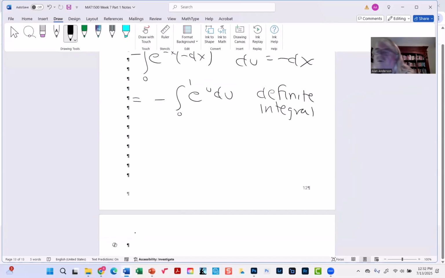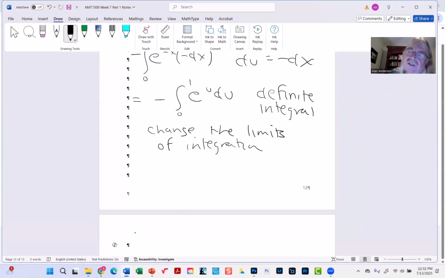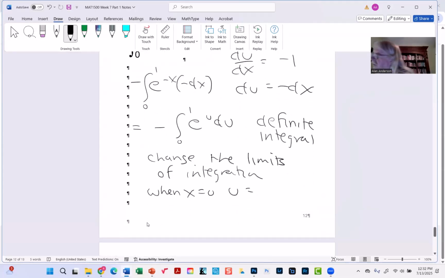So instead we have, okay, before we continue, it's a definite integral. We change the limits of integration. It's too easy to forget about this. It really is. So the 0 and the 1 refer to x, not u. That's why we have to do this. So when x equals 0, u equals, since u is negative x, it's zero. But when x equals one, u becomes negative one.